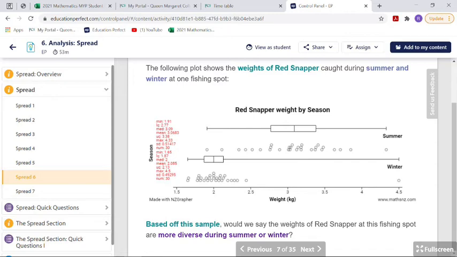If you just look at this sample, and we want to see which one's more diverse, it looks like winter is more diverse because the overall range of this set of data in the winter is bigger than the range of the set of data in the summer. But if you look at the range of the winter ones, the only reason that this line is so long is this one fish, right? Most of the data is clumped up together here. So is range a very accurate presentation of what's happening for wintertime?